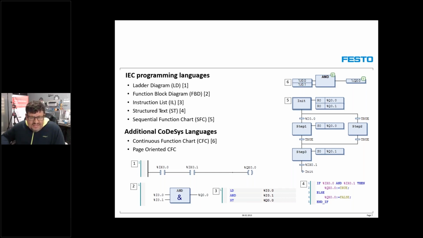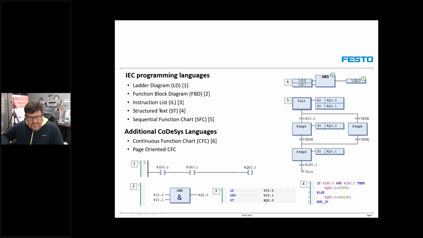It's like the old basic flow diagram language. All right, that's now the 5 languages that are part of the IEC language standards. Here on the bottom, I'm also talking about additional CoDeSys languages. There are 2 additional ones, continuous function charts. And when it comes to continuous function charts, there is what we refer to as page oriented. Now, these are the languages that are available within CoDeSys 3.5, and I'm currently using Service Pack 12.